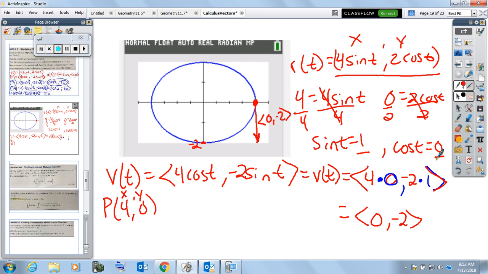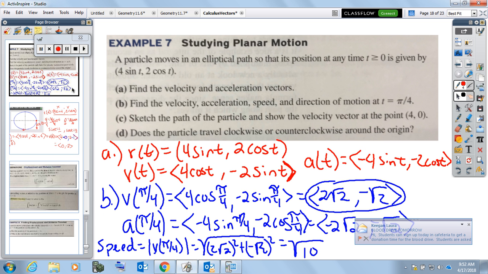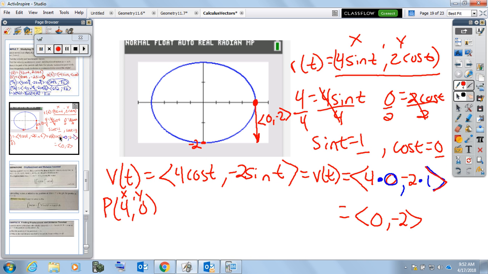And then to wrap up, part D of our question initially said, does the particle travel clockwise or counterclockwise around the origin itself? Well, you're going to see that obviously it travels in a clockwise position, and that's shown from the previous one. If it's going downward at this point 4, 0, that means it's going to continue around this way for our clockwise position, versus the opposite direction, counterclockwise, okay?